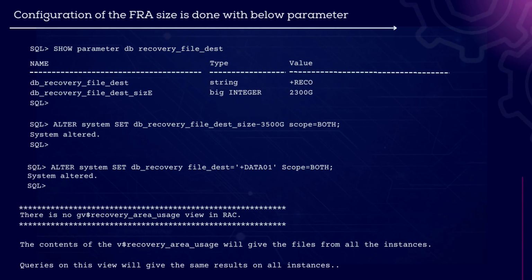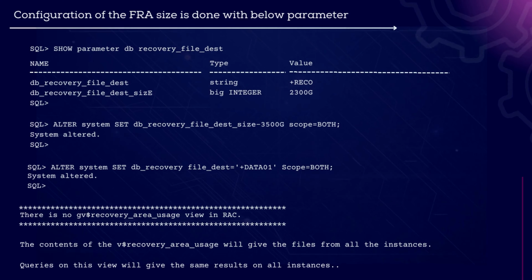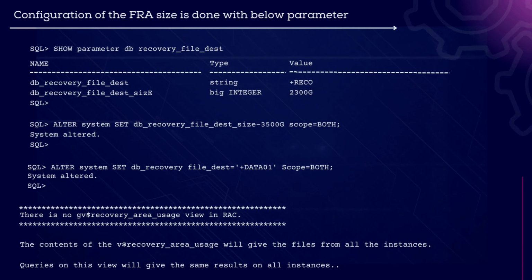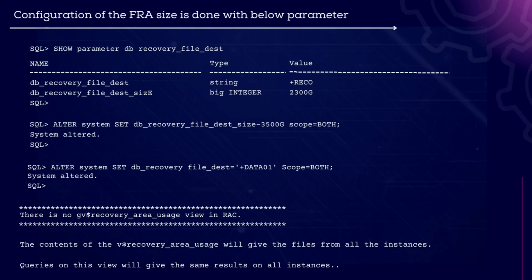If the FRA destination utilization becomes close to 100%, the situation can be worse. So these two settings we can consider as an immediate workaround. But a very important point here: as soon as we increase the size and change the destination, we as DBAs need to revert these changes as soon as the situation becomes normal.